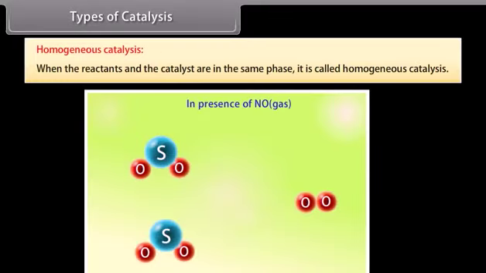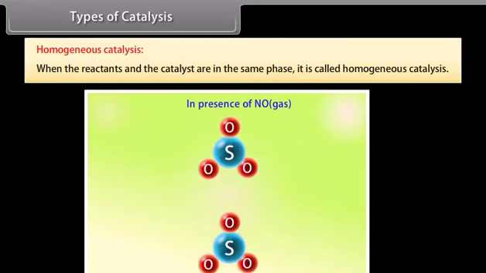Types of catalysis. The catalysis reactions are of two types: homogeneous catalysis and heterogeneous catalysis. Homogeneous catalysis. When the reactants and the catalyst are in the same phase, it is called homogeneous catalysis. For example, oxidation of sulfur dioxide into sulfur trioxide in presence of nitric oxide in the lead chamber process for the manufacture of sulfuric acid. Reactants, sulfur dioxide and oxygen, and the catalyst, nitric oxide, are all in the same gaseous phase.